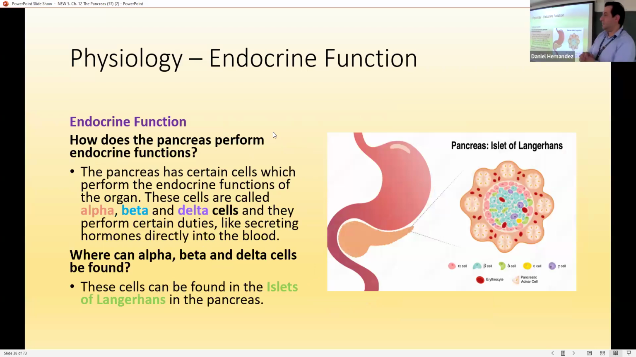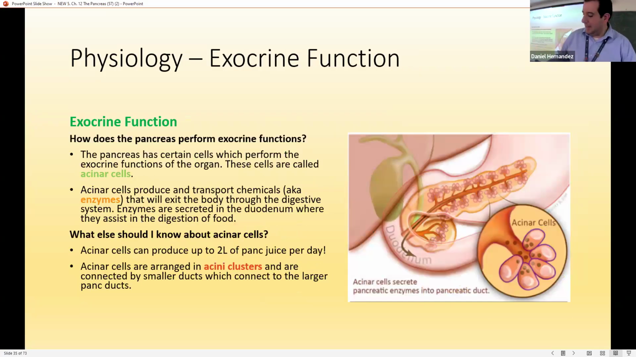Endocrine function now. With the endocrine functions, there are specific cells that produce these hormones. The endocrine cells are the alpha, beta, and delta cells. Where are they found? This is important; you have to know the difference. The acinar cells were the exocrine. The islets of Langerhans are where these exocrine cells are located. I'm sorry, endocrine cells are located. The islets of Langerhans are the ones that produce those endocrine hormones. The exocrine are formed by the acinar cells.